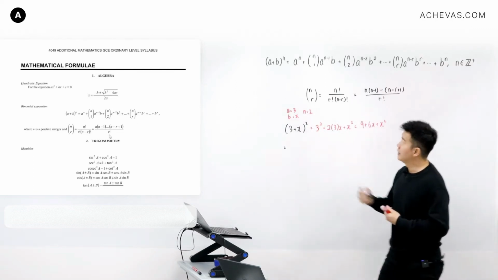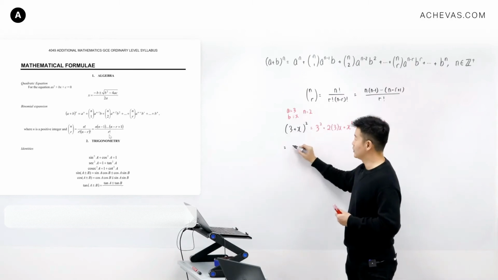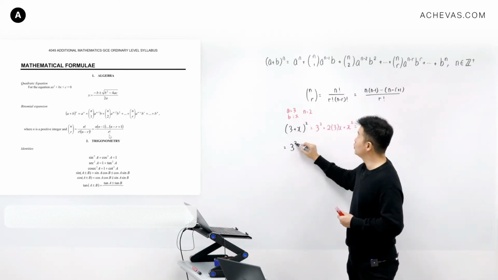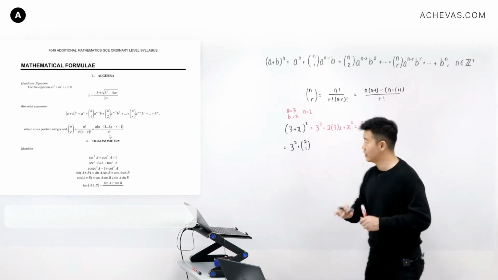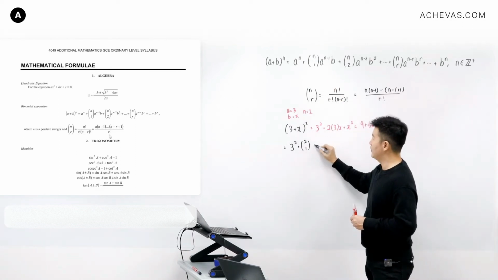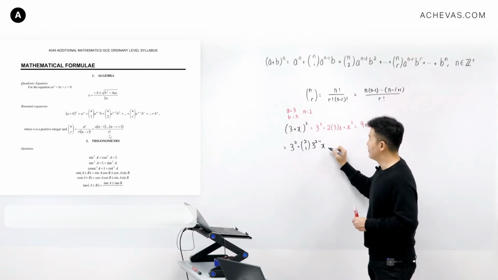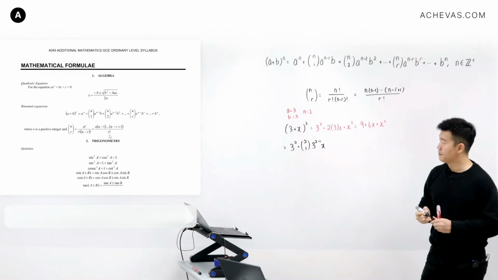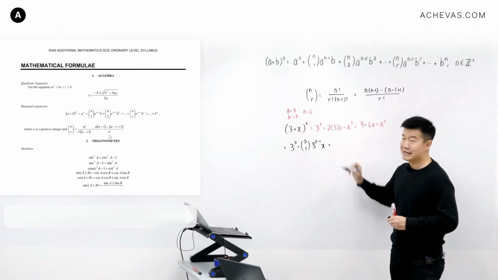So we have a to the power of n, so it's going to be 3 to the power of 2, then plus 2 choose 1, which you can press into a calculator. Then according to what we have here, it's going to be 3 to the power of 2 minus 1. Then we have b, which is x. So I'm going to write down the next term.